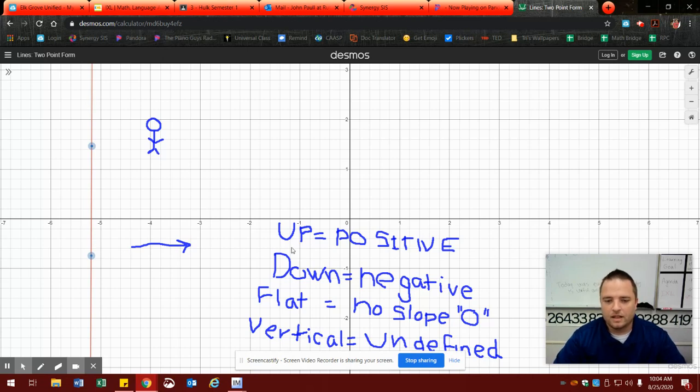If it's going up, once again, that's a positive slope. Going down, that's a negative slope. If it's flat, that is a no slope. And if it's straight up and down, it's called an undefined slope.